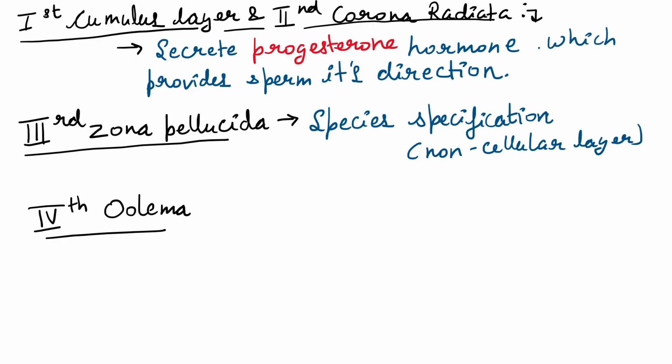Now moving further, we will talk about the details. First, the cumulus layer, and second, the corona radiata. So what functions are these layers performing?